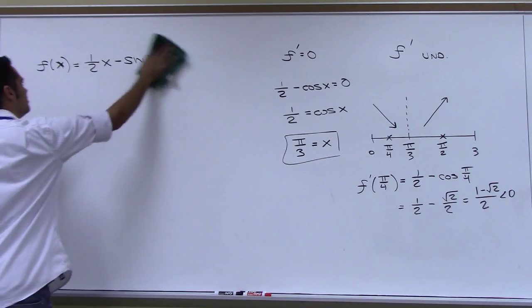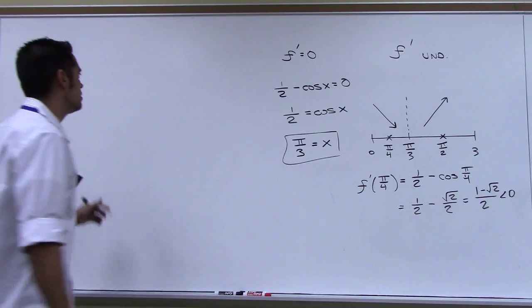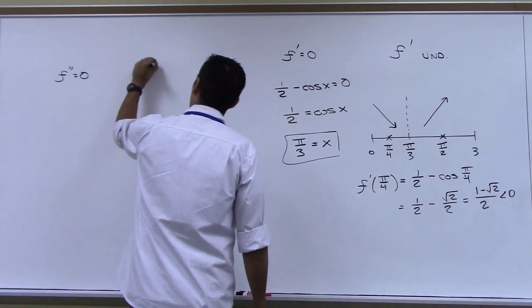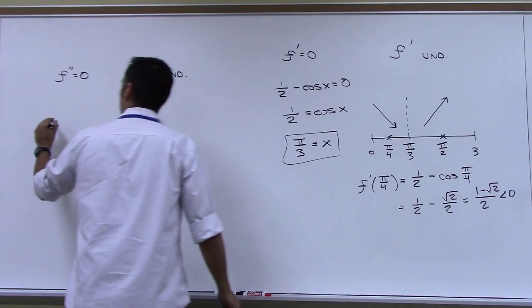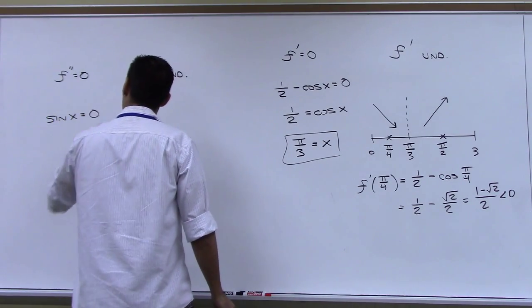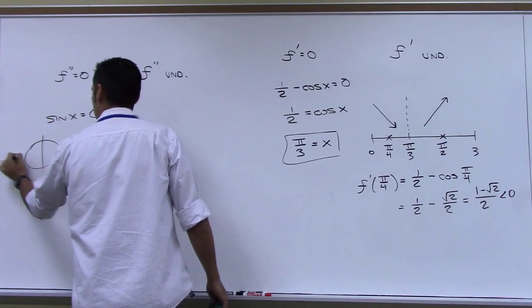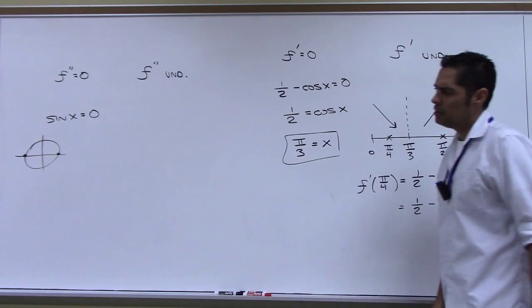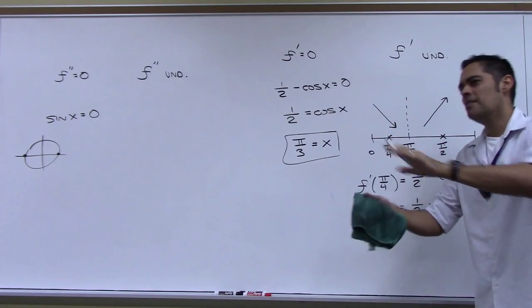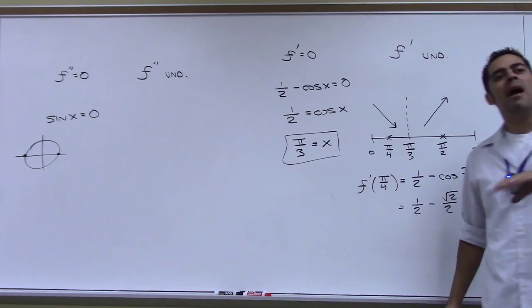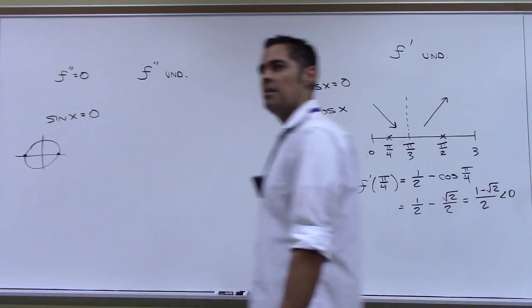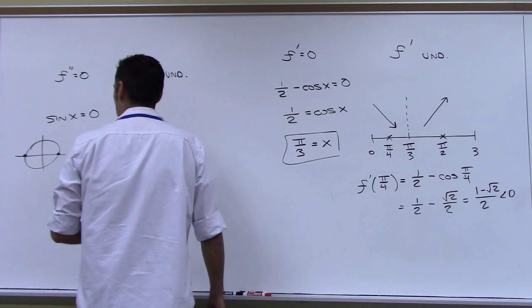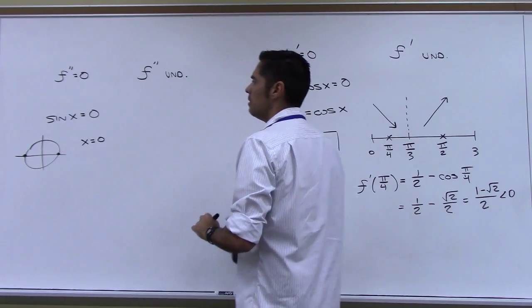Second derivative, sine x. So when is the second derivative 0? When is the second derivative undefined? Well, when is sine x 0? So where is this happening? It's at 0 and 2 pi. Is 2 pi in our interval? No, sorry, not 2 pi. 0 and pi, right? So pi is a little too big. So the only one that is in there is 0, but that's an endpoint, right? But I will include it. Is it ever undefined? No.